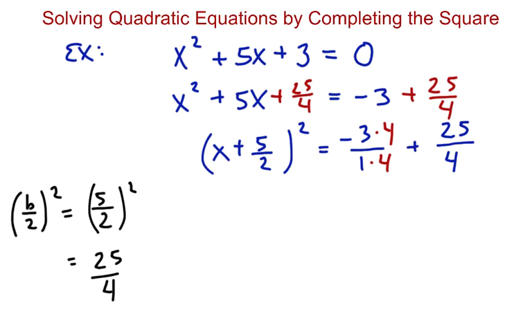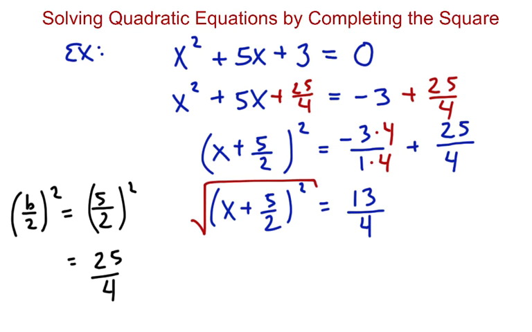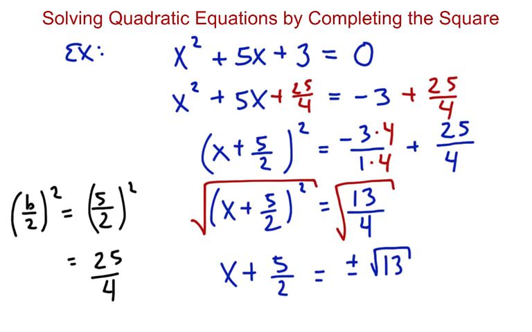And that's going to clean up now on the right-hand side, because I'm really working with a -12 plus 25 for the numerator. That's really just 13 all over 4. So we added those two fractions. And now the square root property applies. So we'll square root both sides. That pops out our x plus 5/2. On the other side we have plus or minus the square root of 13 over 2.